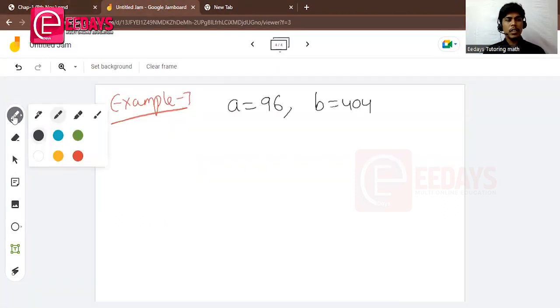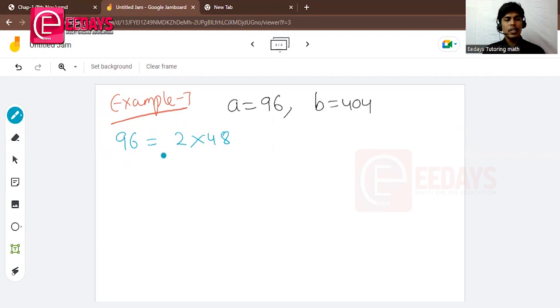You just write in terms of prime factorization. So let's try with the first one, 96. We can write it as 2 into 48. All right, so now 2 into 2 into 48. We can write it as 2 into 24.